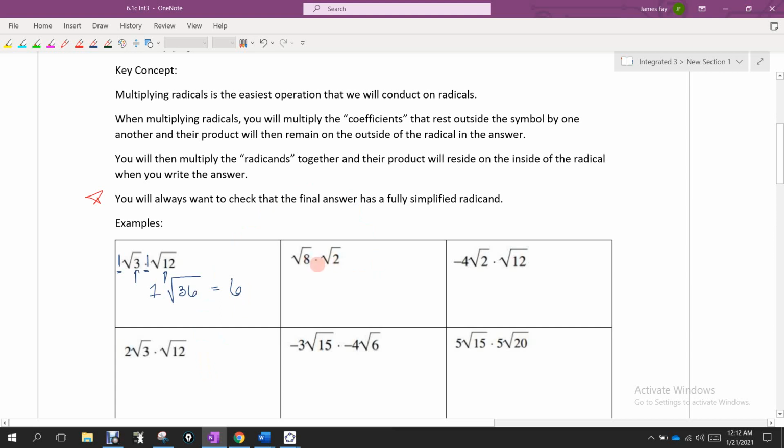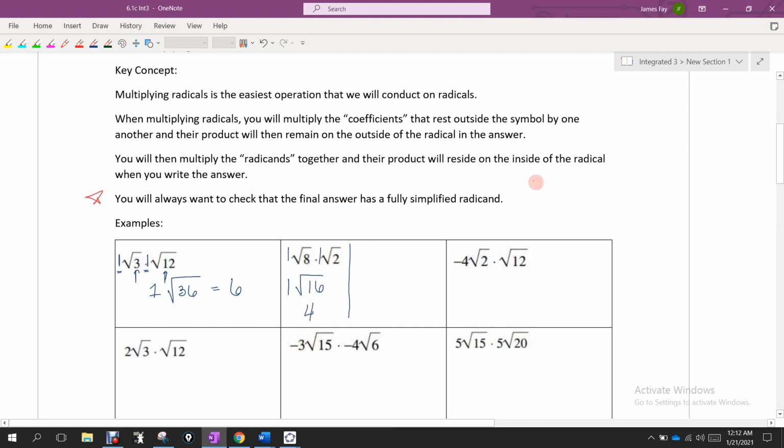Do the same thing over here, and we'll do this one twice, and I'll show you the logic of not simplifying radicals right off the bat. So I've got a number out front of 1 and 1. So I'll multiply those together, and I get 1 for my answer. And 8 times 2 is 16. I get the square root of 16, which simplifies to 4.